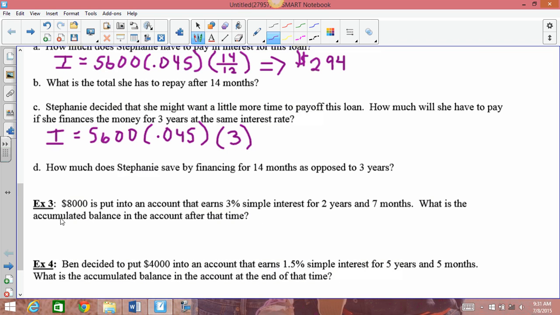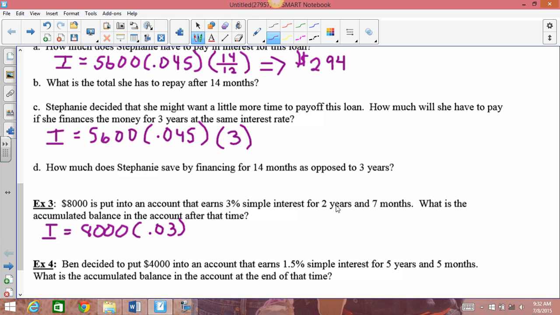Looking at example 3. It says $8,000 is put into an account that earns 3% simple interest for 2 years, 7 months. We want to know what's the accumulated balance in that account after that particular time frame. So figure out, well, how much interest has been earned. So you have put in $8,000, interest rate 3%, 0.03. And then this is the first time that you've seen a combination of units for your time frame. We need it to be in years.